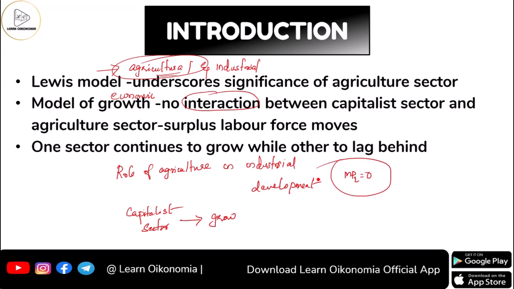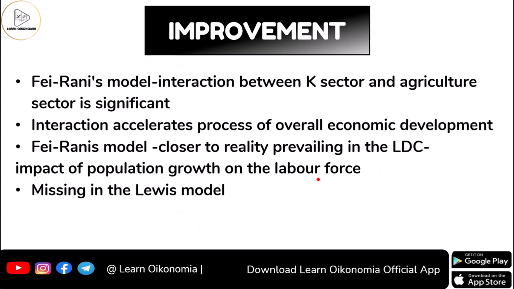Now, moving to the Fei-Ranis model, we consider it an improvement over the Lewis model. Here we consider the interaction between the agriculture and the capitalist sector. So here we consider the interaction between these two sectors. And as per Fei-Ranis, this interaction is what leads to development at the end.